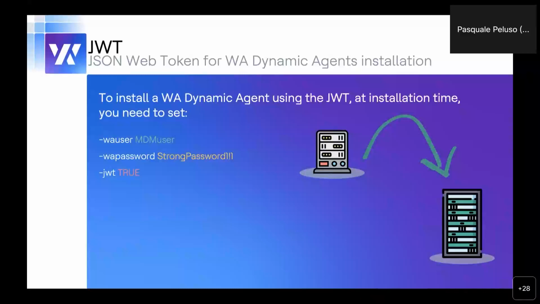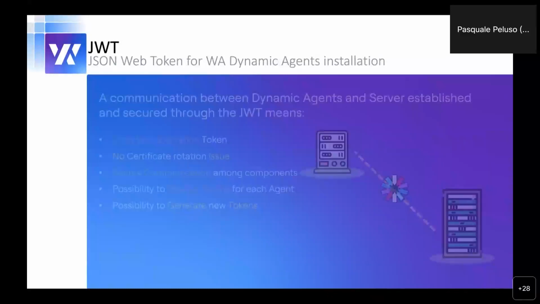What actually happens during the installation is something that David has already explained. Once you provide the credentials from the agent, the master will authenticate them. So it will say, okay, you are enabled to communicate with me. After that, the server will generate a JWT token, sending it back to the agent, and then the communication will be established among them.